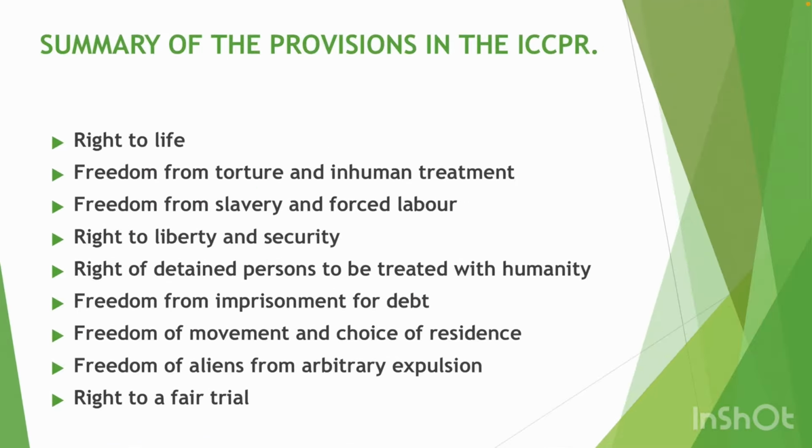Summary of provisions in the ICCPR. Right to life. Freedom from torture and inhuman treatment. Freedom from slavery and forced labor. Right to liberty and security. Right of detained persons to be treated with humanity. Freedom from imprisonment for debt. Freedom of movement and choice of residence. Freedom of aliens from arbitrary expulsion. Right to a fair trial.